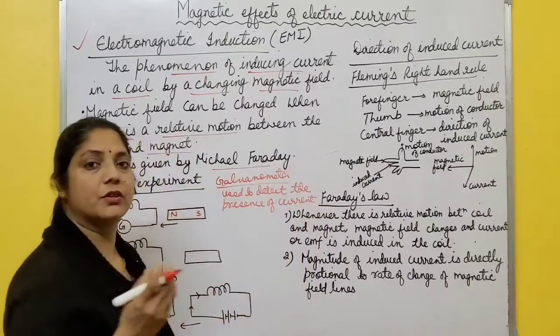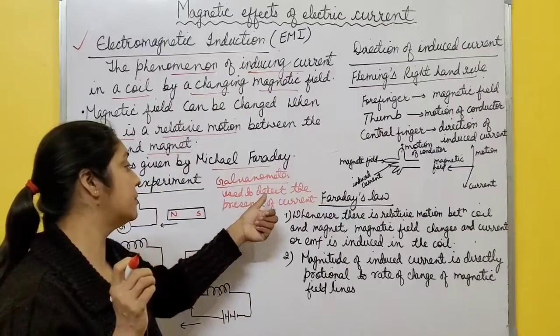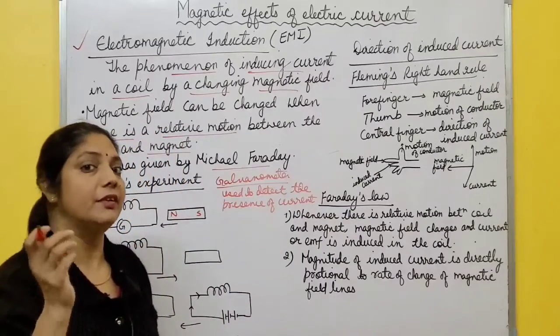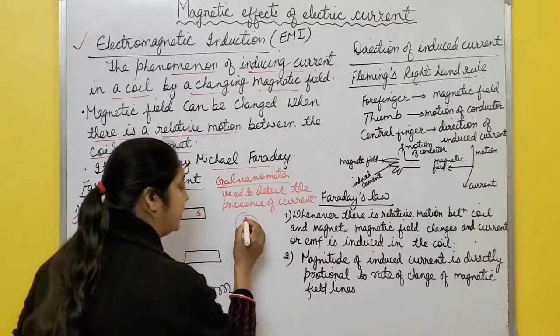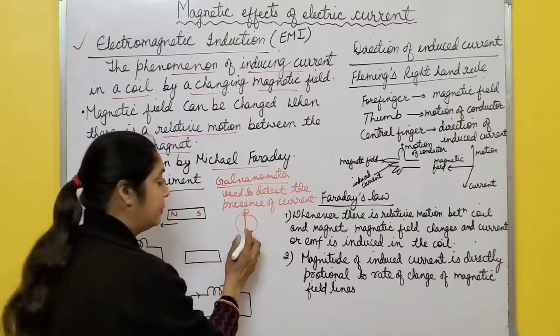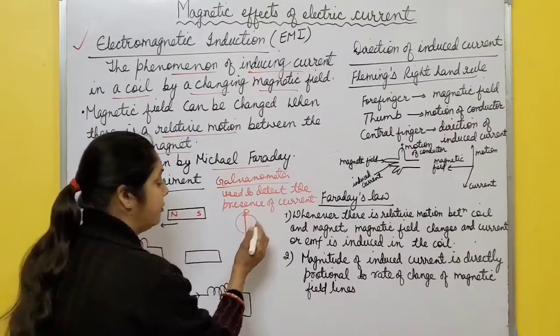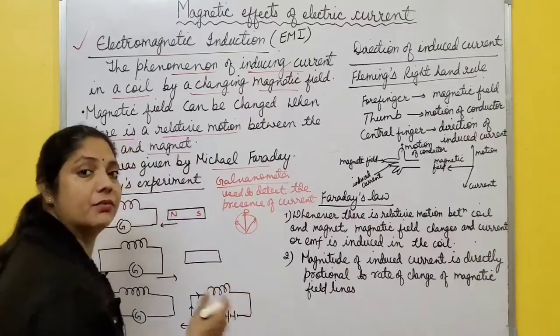Actually, a galvanometer is also used to measure a small amount of current, but the main use is to detect the presence of current, whether current is flowing in a circuit or not. This is a galvanometer and there is one pointer. If the pointer is at 0, it means no current flows in the circuit. If the pointer deflects in this direction or in this direction, it means current is flowing in the circuit.